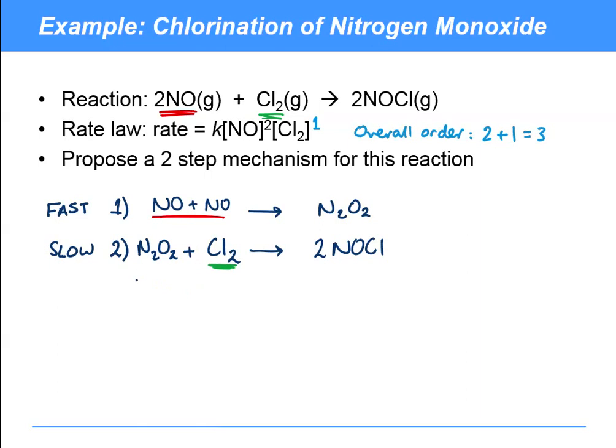Now let's quickly check that this is actually consistent. 2 NOs, a Cl2, the intermediates cancel, 2 NOCl. So it's consistent with the overall equation, and because this is the fast step, essentially this is the slow step, the rate would be the concentration of that intermediate, which you'd replace with NO squared.